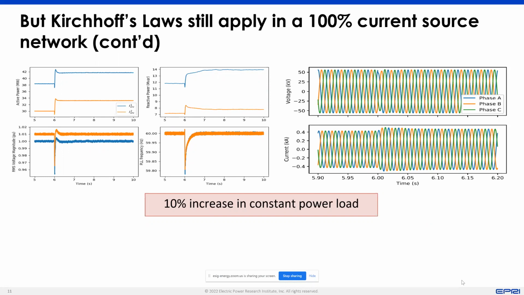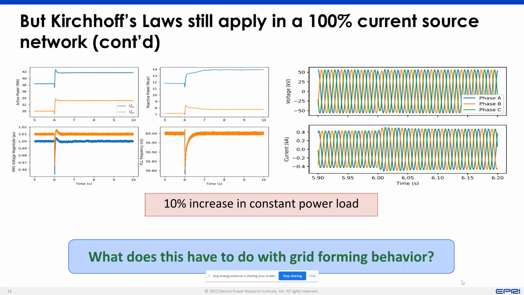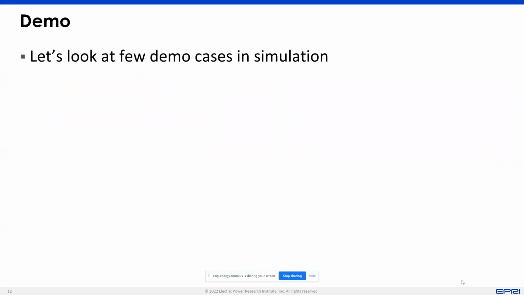How you design that control or the objectives of that control now become important. So what that control is asked to do, what kind of quantities it is asked to control in order to change that amount of current injection is now going to become important. And that's where it plays a role in defining grid forming behavior.